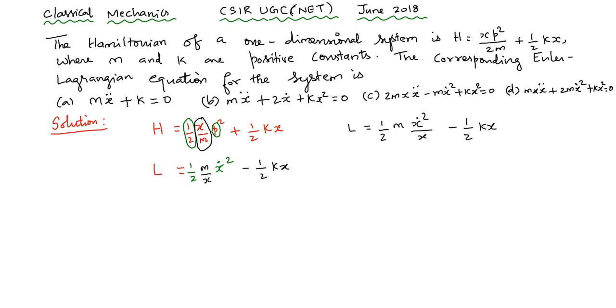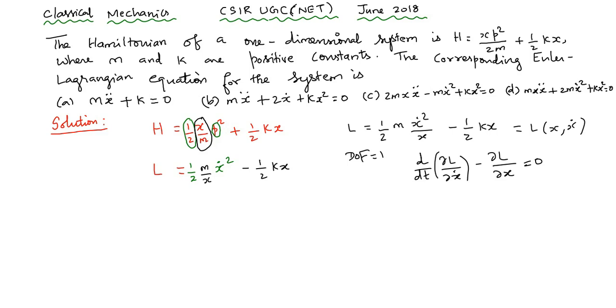We have to calculate the equation of motion. So look at this Lagrangian. Lagrangian is a function of x and x dot. So therefore the degrees of freedom is 1. Only generalized coordinate is x, and therefore the degrees of freedom is 1. So only one equation of motion, that is d by dt of partial L by partial x dot minus partial L by partial x, that is equal to 0.